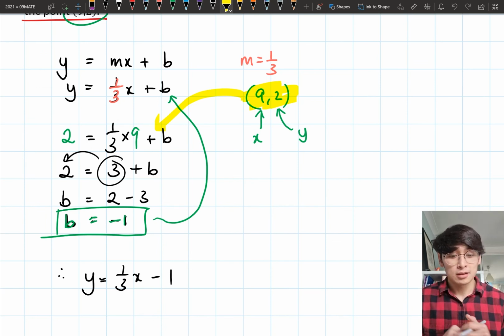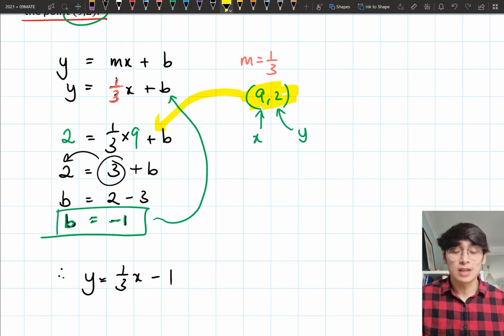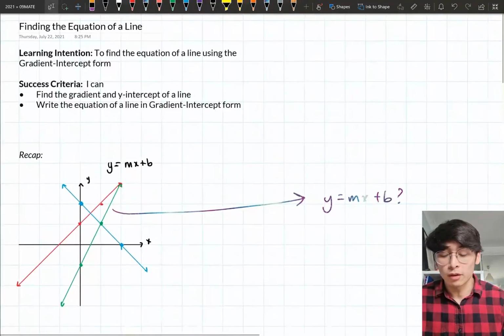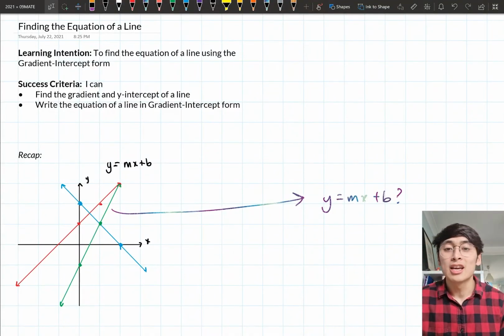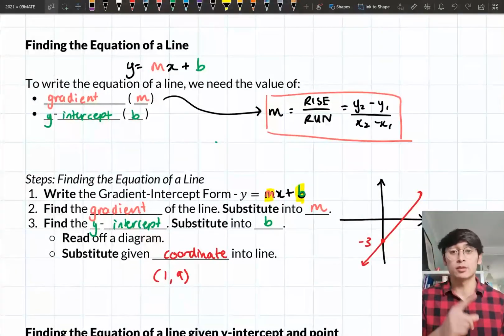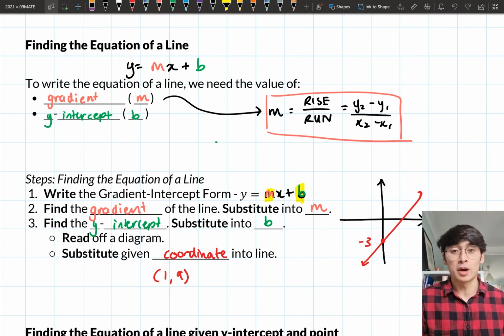Okay. So that's it for today's lesson. Let's just quickly sum up what we did in today's lesson. In today's lesson, we were looking at finding the equation of a line using the gradient intercept form. And here, we noticed that we need to actually find two things. We need to find the gradient and the y-intercept for my line in order for me to write the equation. And we followed those 3 steps. Write the gradient intercept form, find the gradient, find the y-intercept. So those were the 3 steps that we followed.